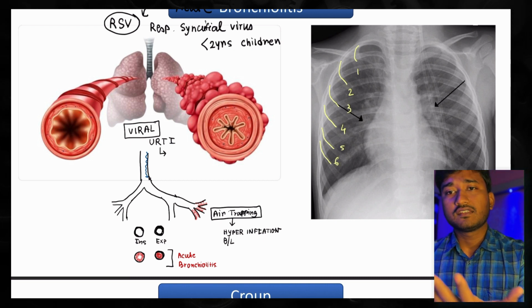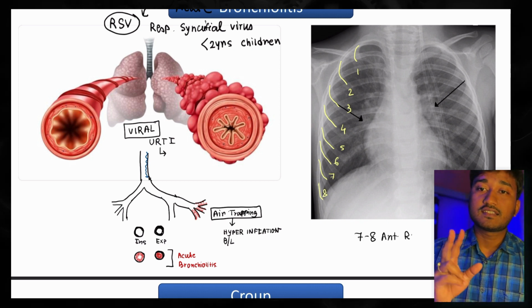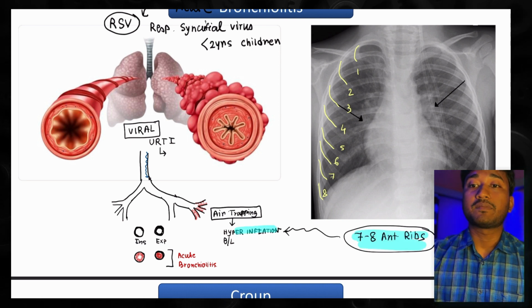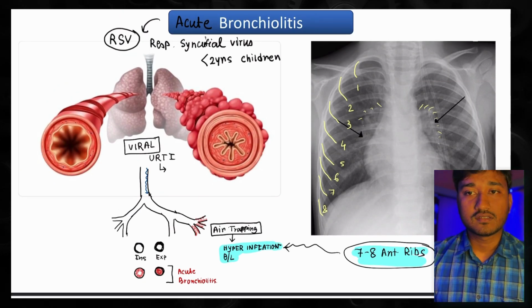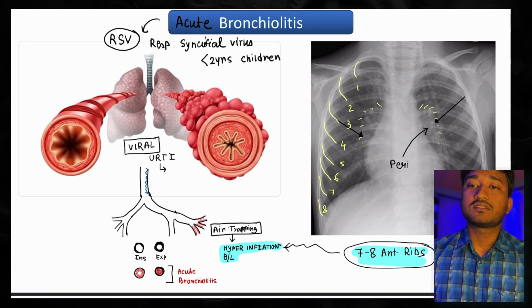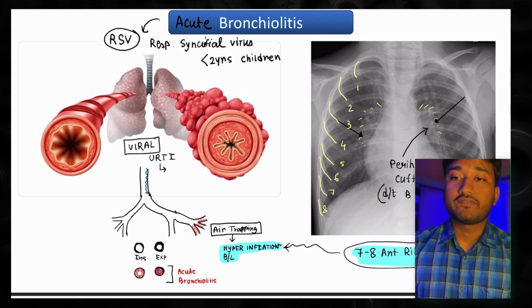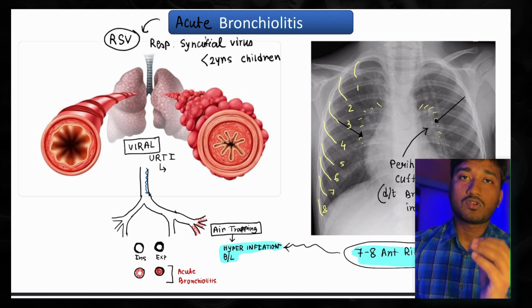How will you find it in the X-ray? Let's see. I talked earlier about the 6 anterior ribs: if 6 are present, this is normal. If more than 6, this is hyperinflation. Here you can see 7 to 8. So this is bilateral hyperinflation, which is seen in acute bronchiolitis. This is very important. Okay, and another thing you can see is perihilar changes. This is called perihilar cuffing due to bronchiolar inflammation, the narrow bronchioles getting inflamed.